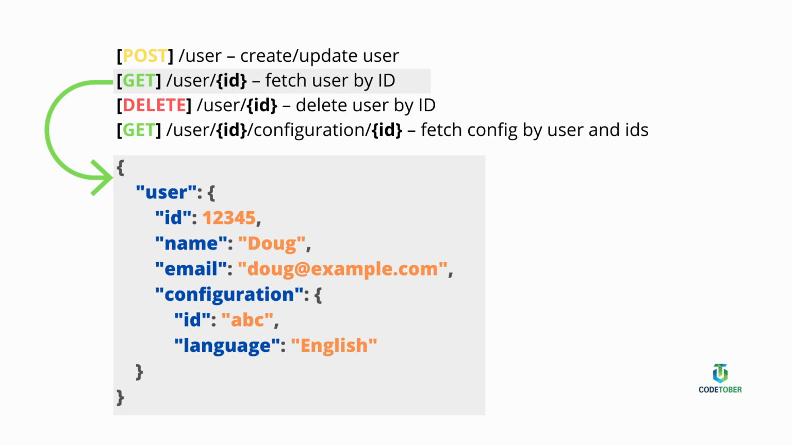Notice that the resource path contains only nouns. The verb is implied by the type of request. This is an example where you're requesting the user and configuration information by passing an ID.